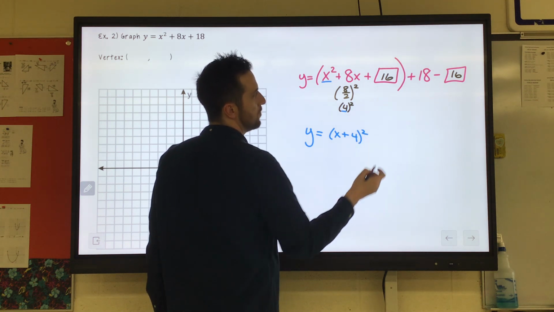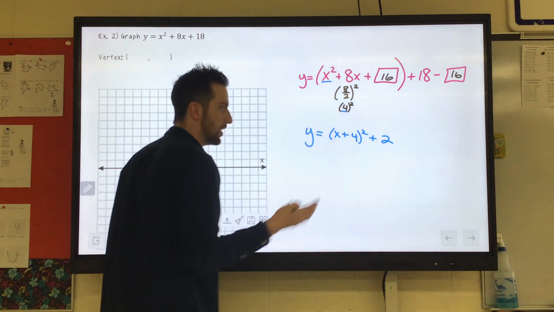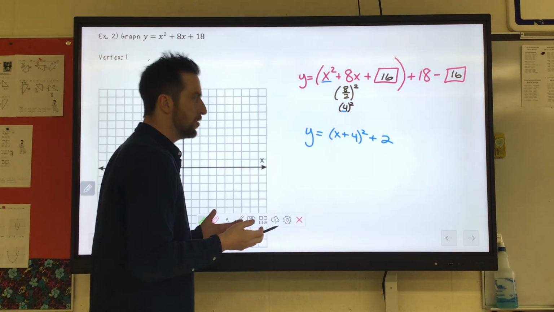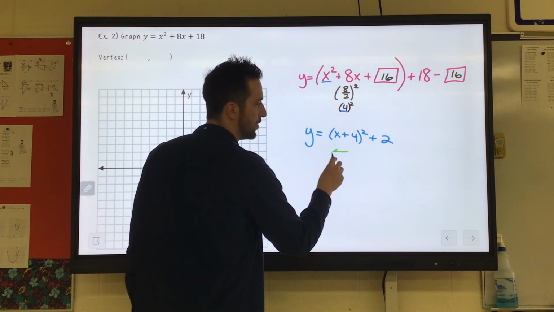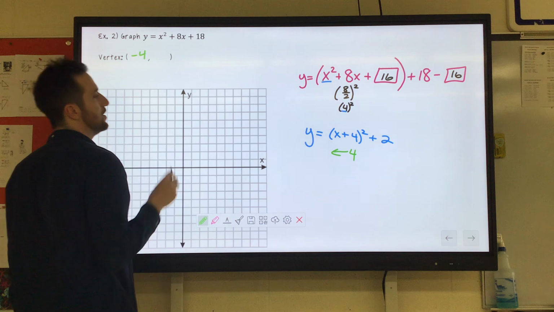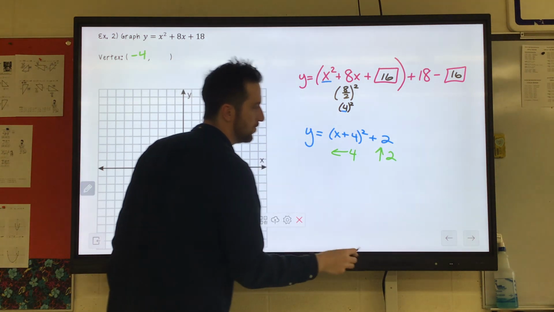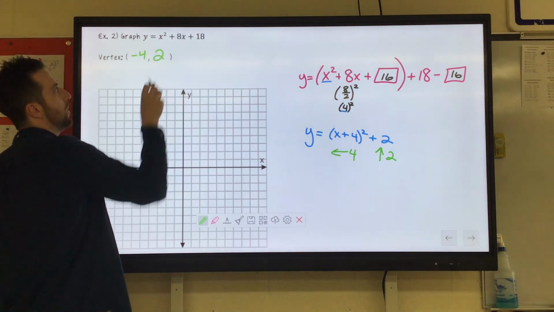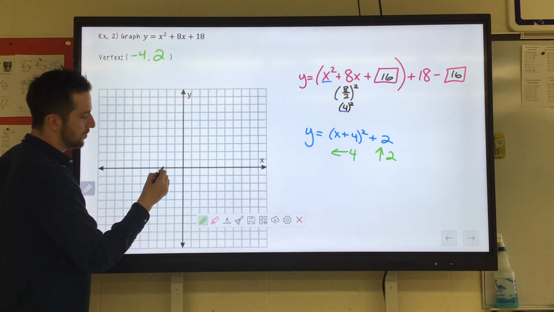And then 18 minus 16 is 2. So here it is in vertex form. Now the vertex, I see x plus 4. That means we're shifting left 4, which means our x-coordinate of the vertex is negative 4. This plus 2 back here means we're going up 2. That means our vertex y-coordinate is going to be 2. So give yourself a vertex at negative 4, 2.